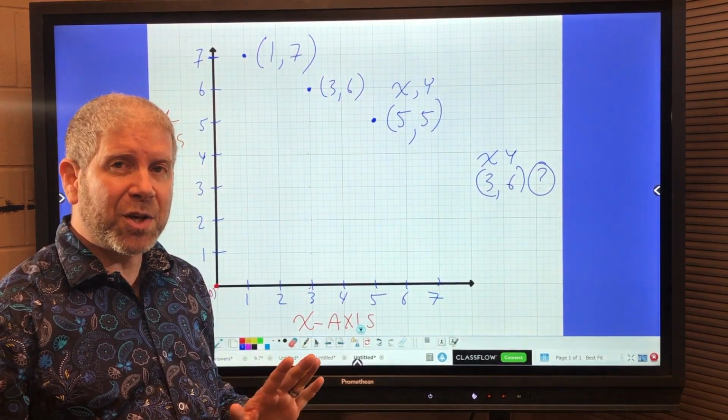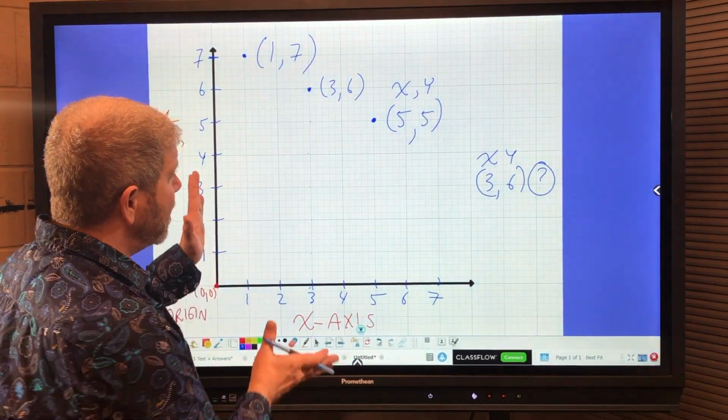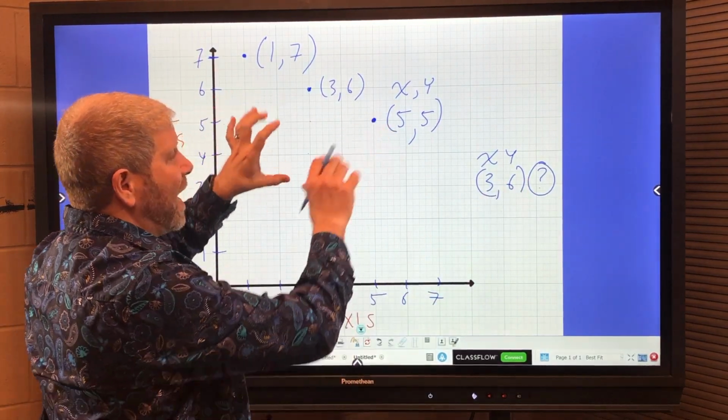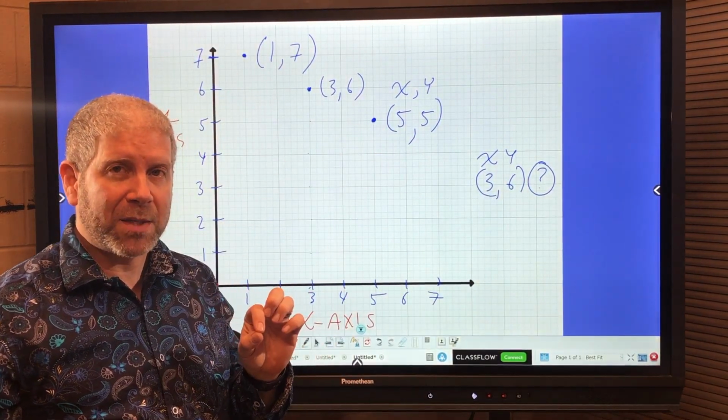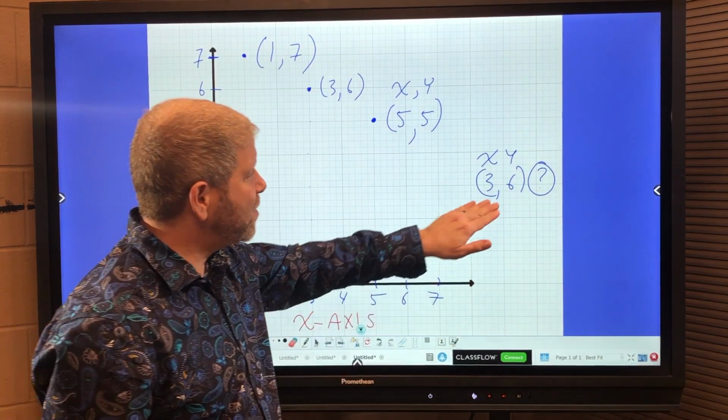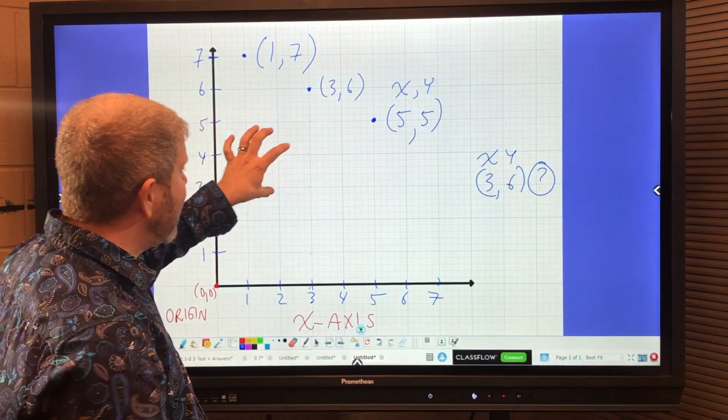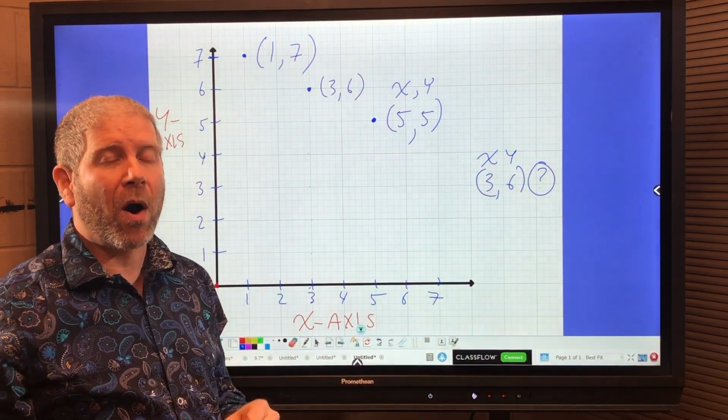With this information, you can graph any point all the way towards infinity and locate a specific point. Or if you're given a specific coordinate, you can find out where it goes anywhere on the coordinate grid.